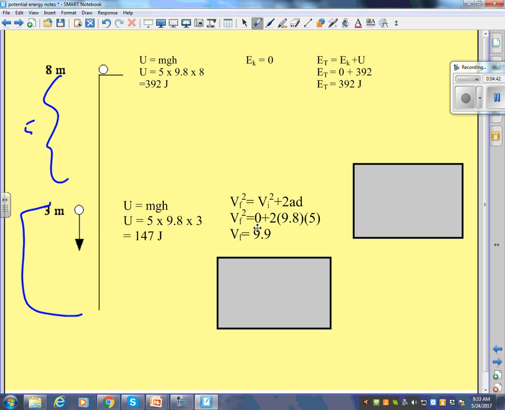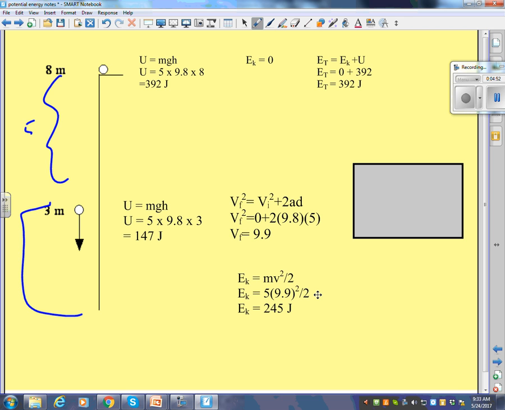So 0 was its initial velocity, 2 times 9.8 times 5. It has a final velocity of 9.9, and when I take that and convert it to kinetic energy, mv squared over 2, I get 245 joules. So it has 147 joules of potential. It has 245 joules of kinetic. What is the total?